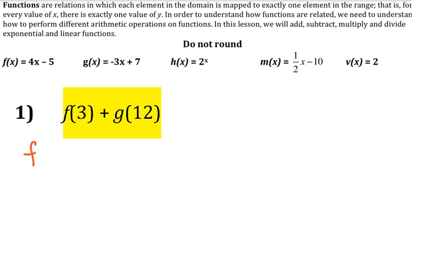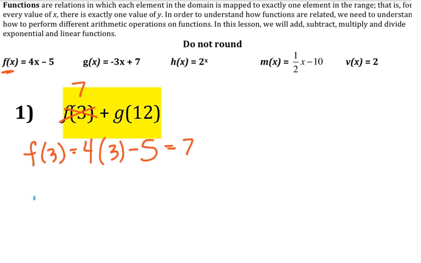So the first thing I'm going to do is f of 3. For f of 3, I'm going to use the f function, which is 4x minus 5, but instead of x, I'm going to put 3. So this is just like what we did in the warm-up. You're going to evaluate that function, so that's 12 minus 5, which is 7. And so I know instead of f of 3, that's really the number 7.